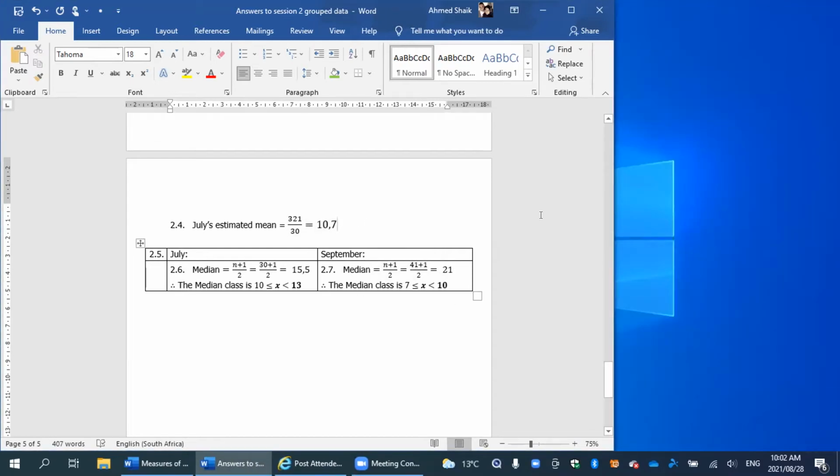Okay, it seems as if we do not have enough time, so we're going to wrap this session up. We are going to be continuing with measures of dispersion in the next session, which will entail working with separating the data set into different parts. We will elaborate further on that in the next lesson.